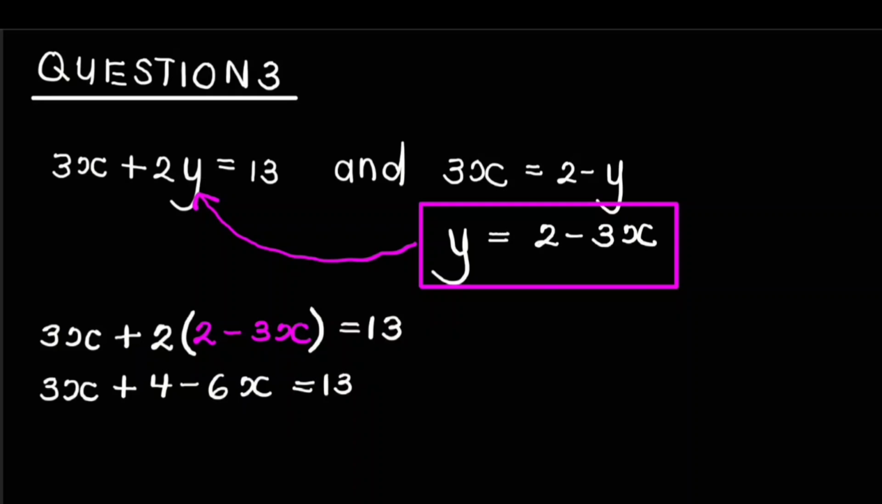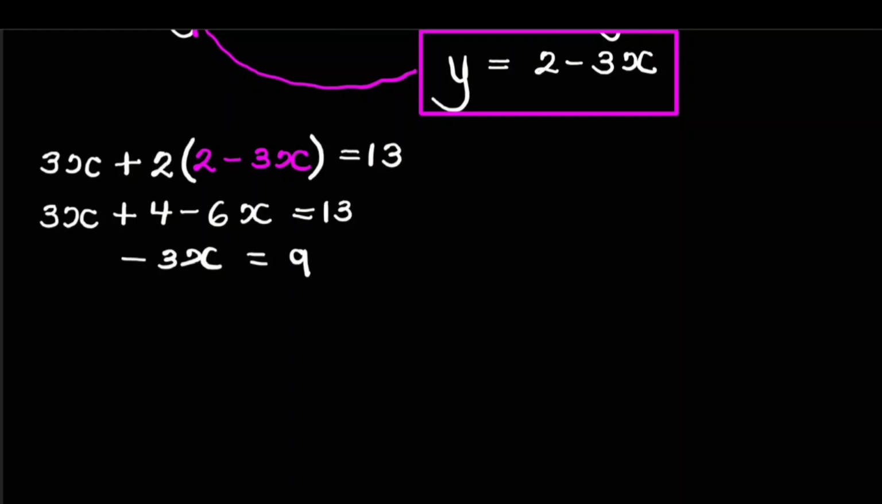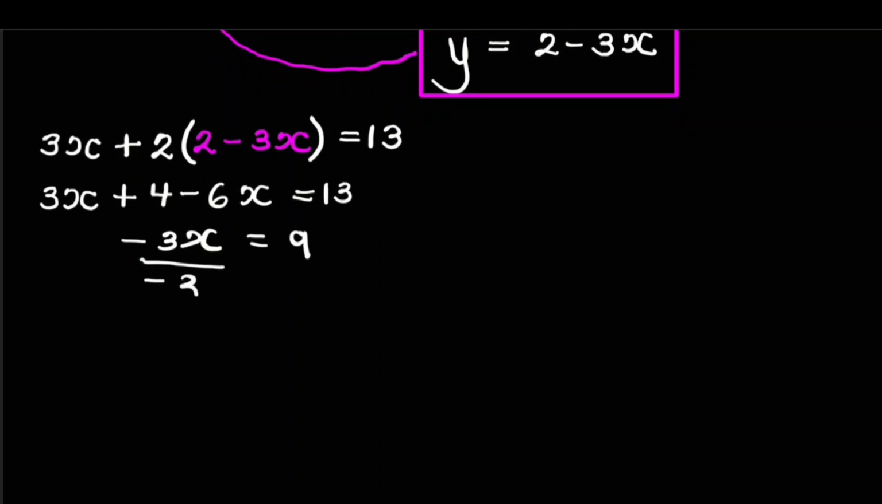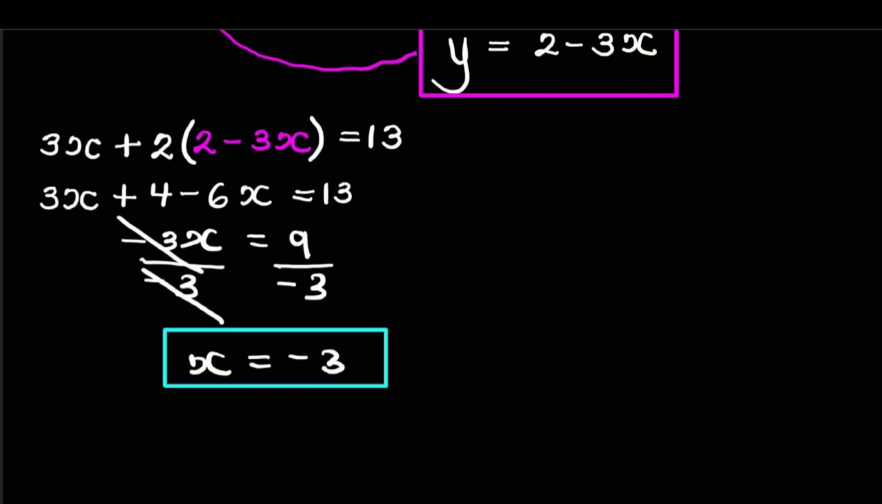Now let's gather like terms. 3x minus 6x is negative 3x. Let's take that 4 over to the right-hand side. It is going to subtract. We would have 13 minus 4, which is 9. And now to solve for x, we can divide both sides by negative 3. On the left-hand side, it cancels out. So we're left with x is equal to, and on the right, 9 divided by negative 3 is negative 3. Now that we know what x is, we can take this value and substitute into the previous equation.